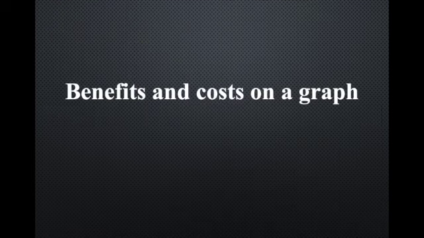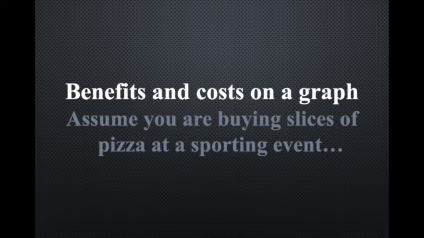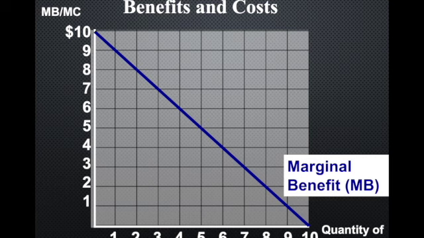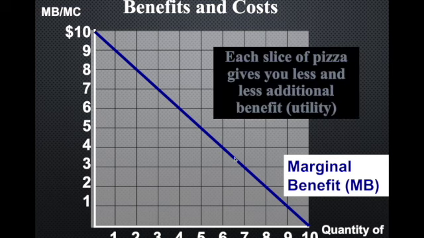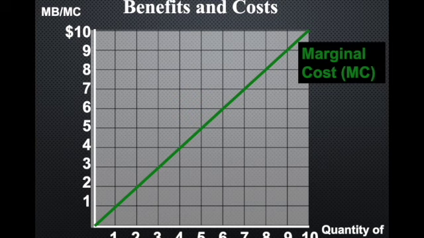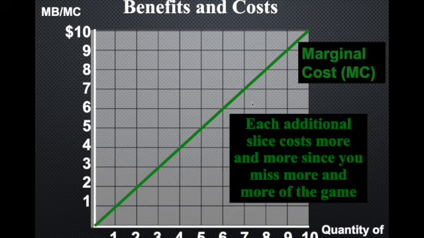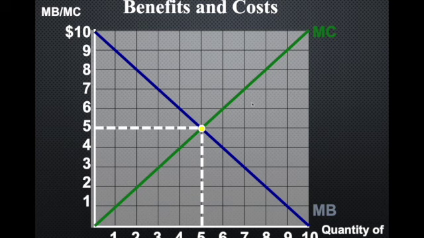So when we look at the benefits and costs on a graph, we're going to assume that you're buying slices of pizza at a sporting event. And so this is our marginal benefit, right? The more pizza that we buy, the lower our benefit, okay? Each slice of pizza gives you less and less additional benefit or utility. So here's our cost, right? And the more slices of pizza that we buy, the higher our overall cost is, okay? So right here is what we call the equilibrium point, and we'll get to that eventually.